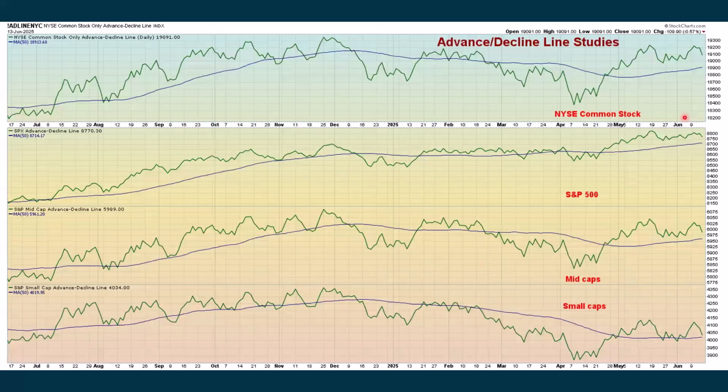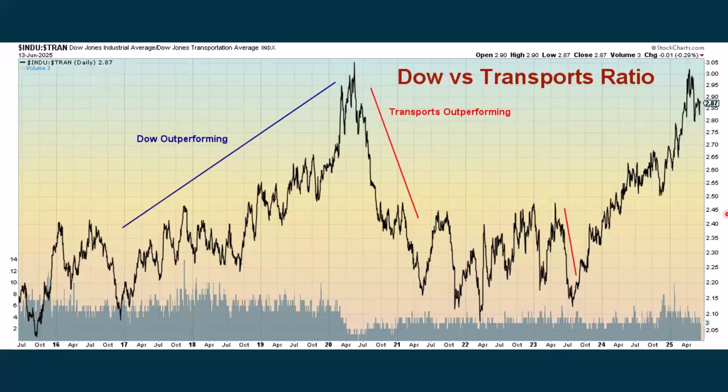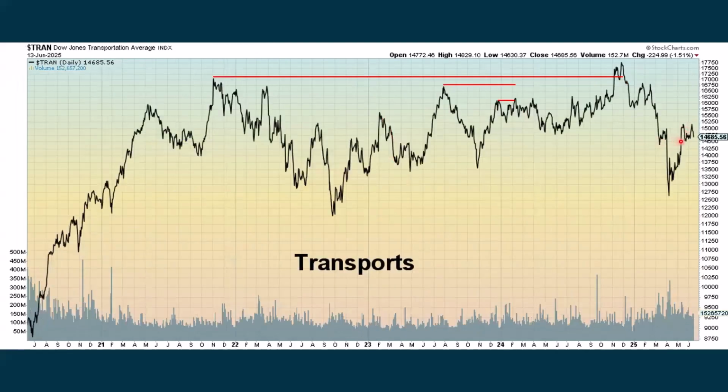Then here's the advanced decline line studies across all the indexes that we follow. Even with the declines that we saw, specifically in Friday's session, we're still above the moving averages with the NYSE common stock, S&P mid caps, and small caps. And the Dow to transports ratio, when this is going up, the Dow's outperforming. It was starting to fall back, but we've kind of been chopping sideways with this ratio. And the transports, not really going anywhere. They're kind of like the small caps in a way. They have some improvement and then they fall back and chop sideways and maybe a little improvement. Now they've been falling back lately.